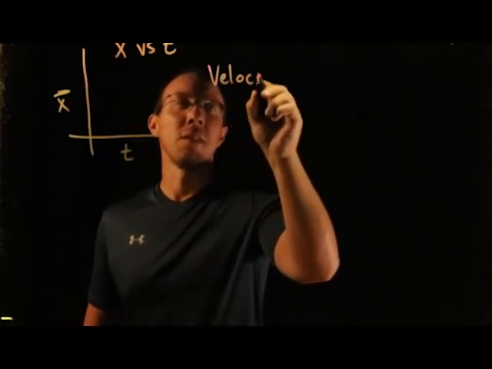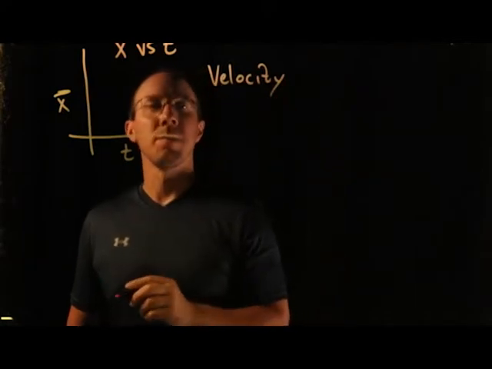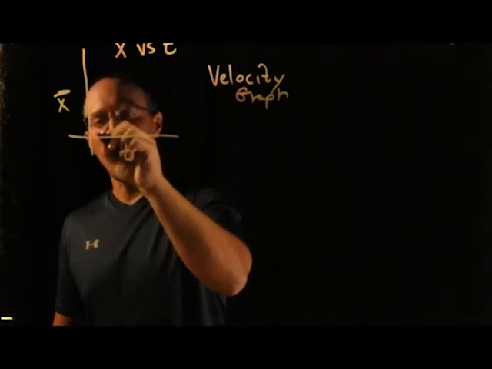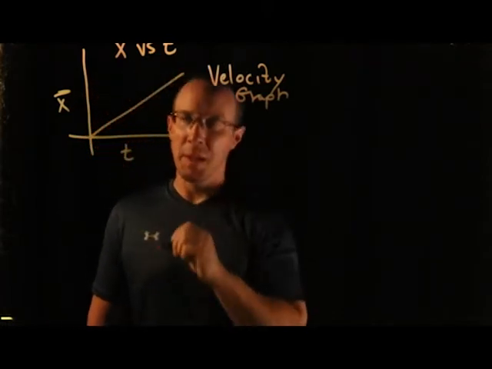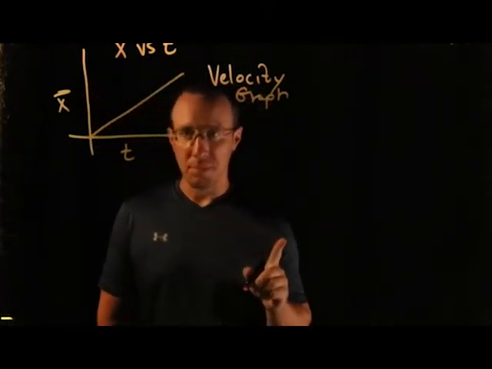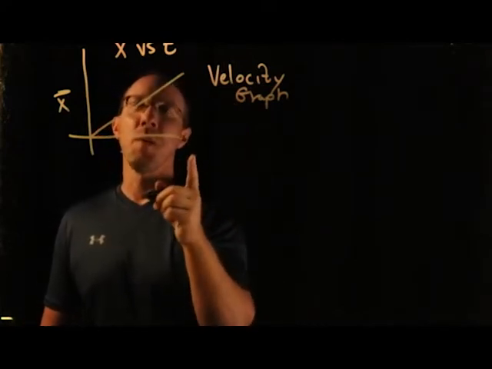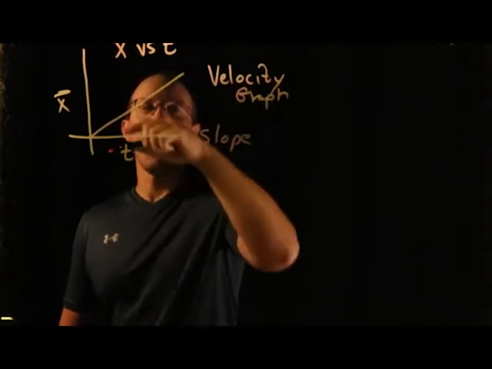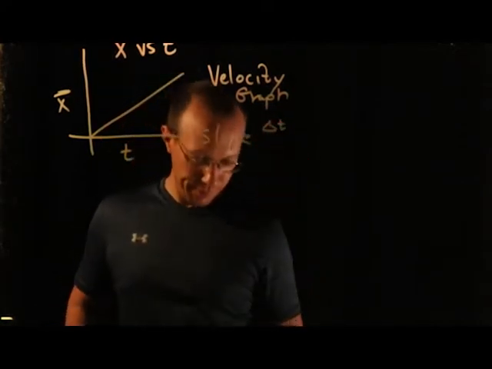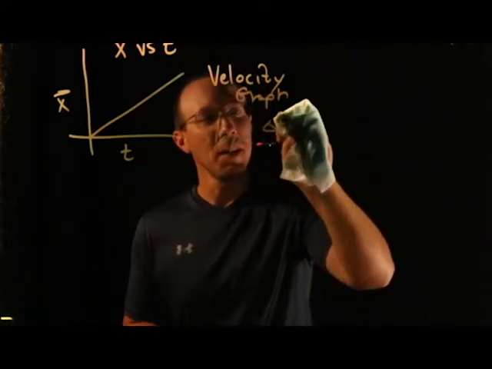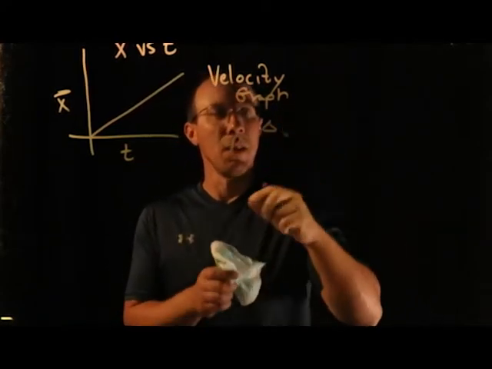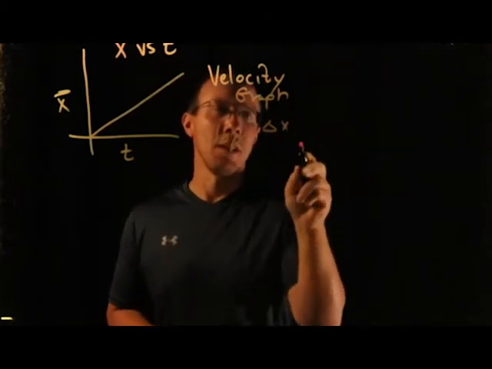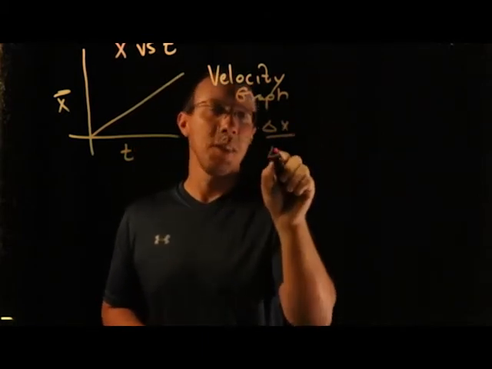It's a velocity graph. Why is that? Let's say we have a slope here, or a line. If we take the slope of this and we go rise over run, the rise would be the change in x over the change in t.